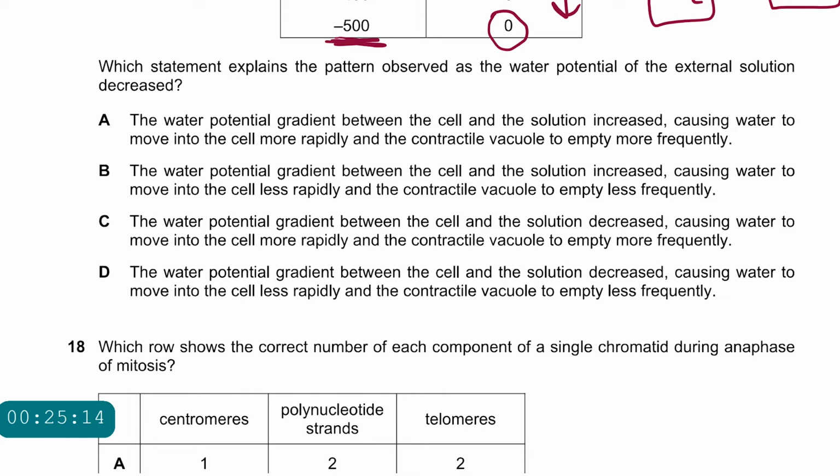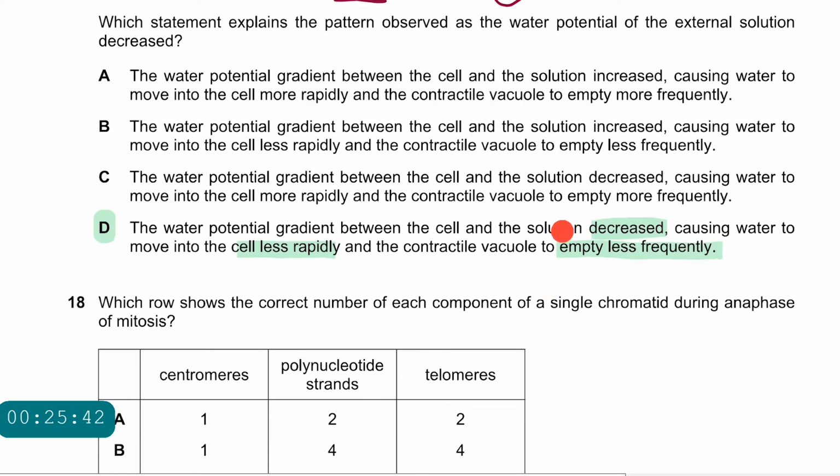Which statement explains the pattern observed as the water potential of the external solution decreases? Okay, so the only answer that suits our explanation is going to be D. The reason for this is it mentions the water potential gradient between the cell and the solution decreased, causing water to move into cells less rapidly. We just mentioned this above, and the contractile vacuole to empty less frequently. So the answer is D.